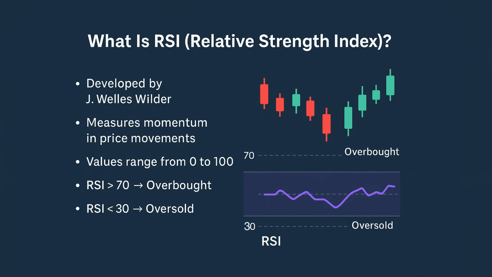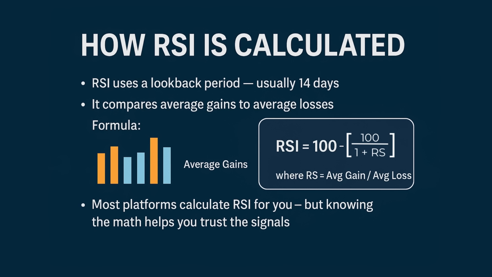The Relative Strength Index, or RSI, is a momentum indicator created by J. Wells Wilder. It tells us how strong recent price movements are by comparing gains and losses over a given time period, usually 14 days. RSI values move between 0 and 100. When RSI climbs above 70, it may signal the stock is overbought. Below 30, it might be oversold. These levels help traders anticipate potential reversals.